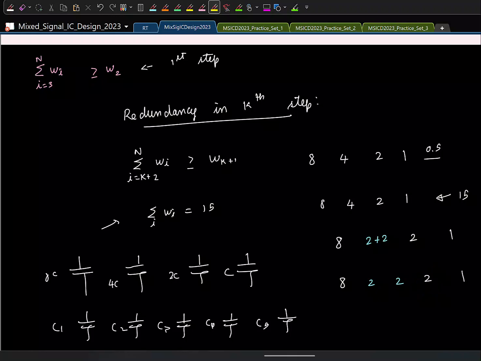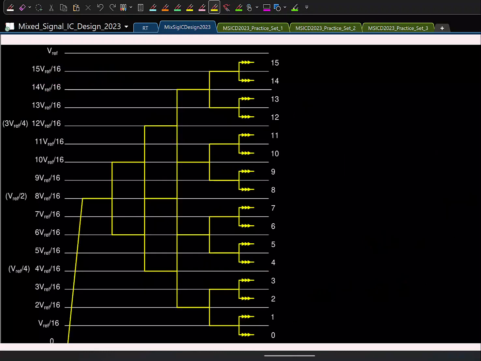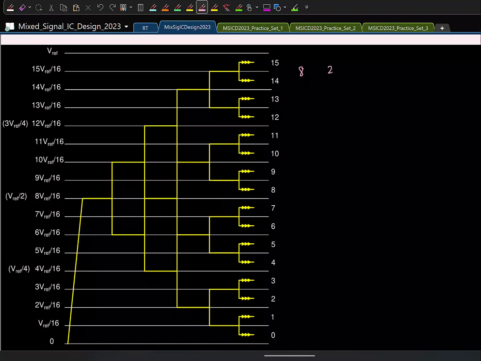So let's verify that. So these are the weights I have. This is the trellis. So let me write the weighting scheme: 8, 2, 2. As you see here, we have 5 steps: first step, second, third, fourth and fifth. First I jump up by 8 steps. Next step I jump by 2, 2, 2 and 1. This is the weighting scheme.